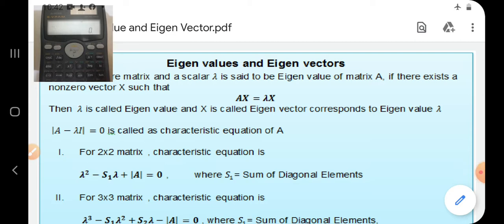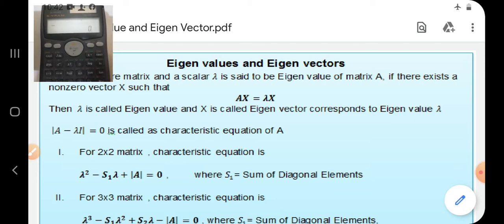Today we are going to start a new concept, eigenvalues and eigenvectors. So the output of today's video is to understand a concept related to eigenvalues and eigenvectors and use it to solve problems based on eigenvalues and eigenvectors.